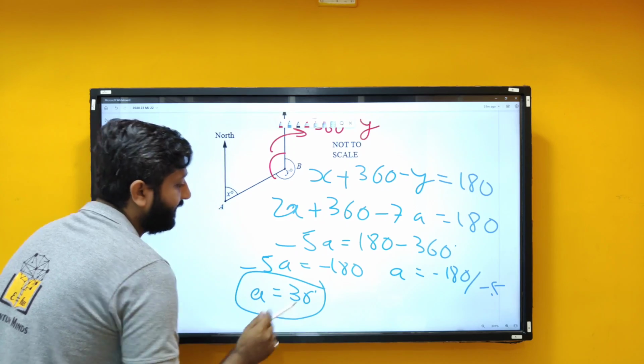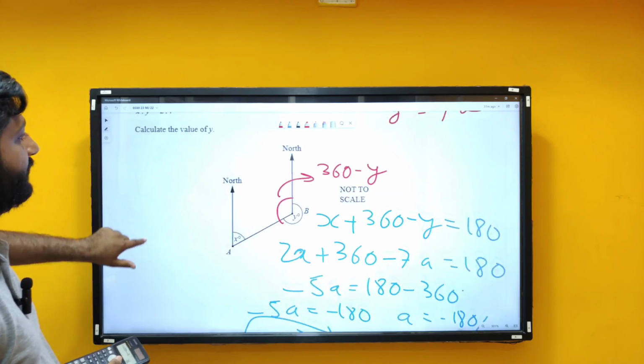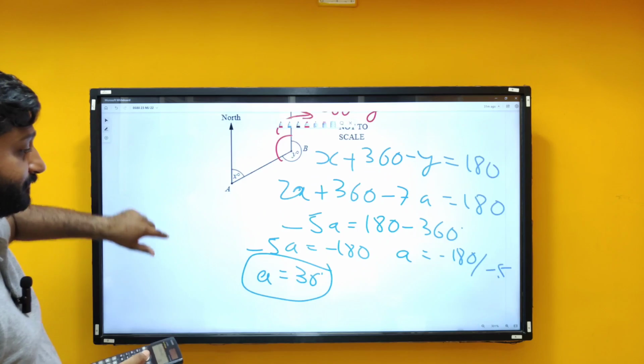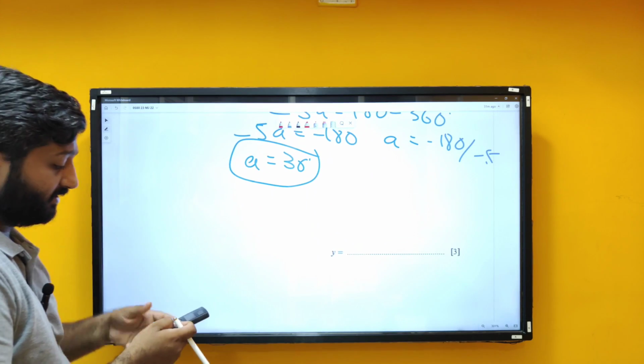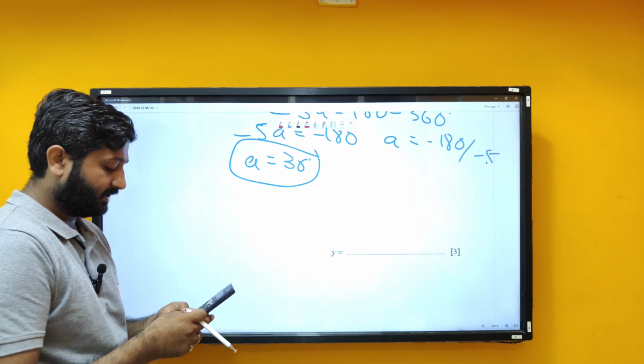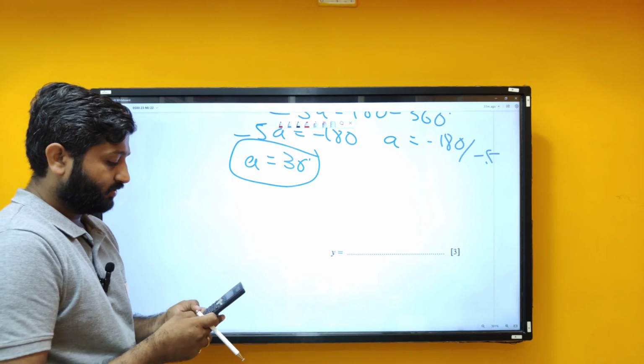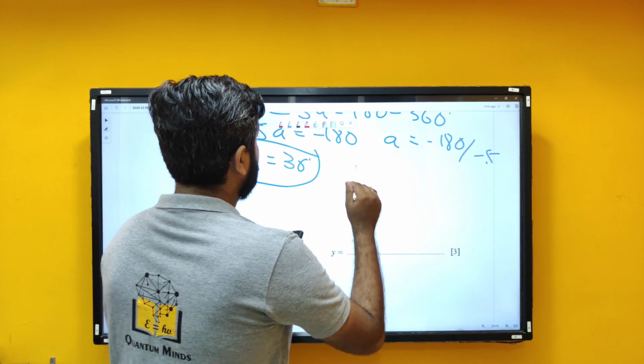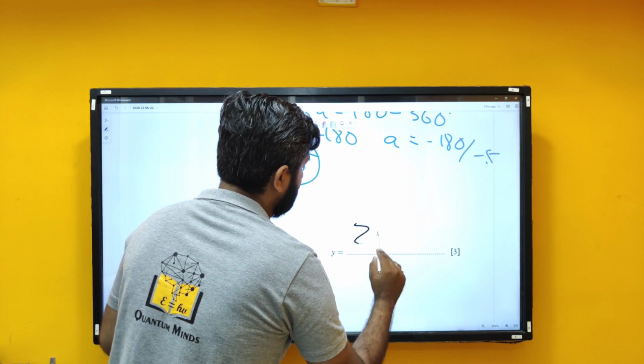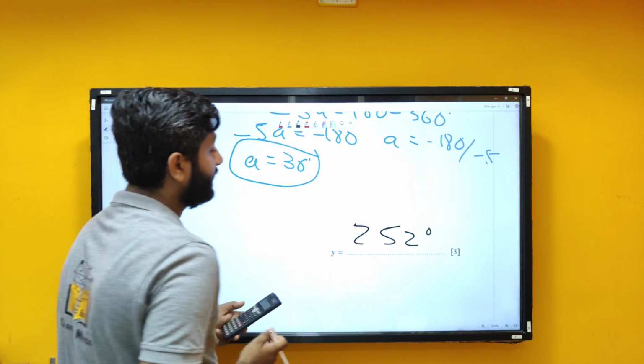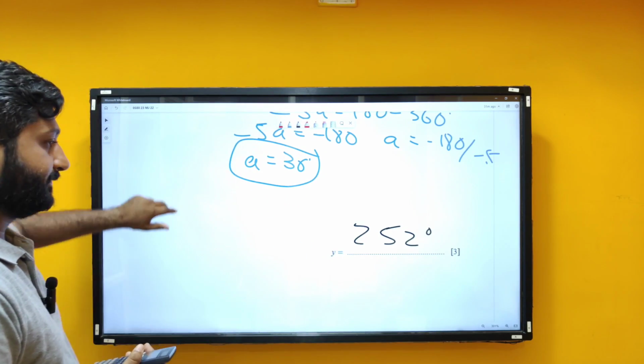And I think we are supposed to find angle y, right? We are supposed to find angle y. And y is 7 times a. So 36 into 7 is 252. So angle y is 252 degrees. Next question.